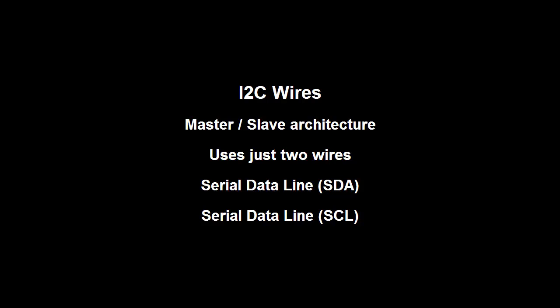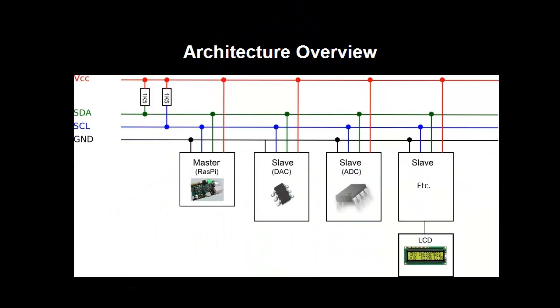The big advantage of I2C is that you are going to use just two wires to plug different components into your board. You have the data line and the clock line, and with the same two wires, two pins, you can plug many different components. The architecture looks like this. You have the Raspberry Pi acting as a master device, and you have your I2C slave components, like the digital-to-analog converter, the analog-to-digital converter, and in this case an LCD, that is the component we will be showing today.